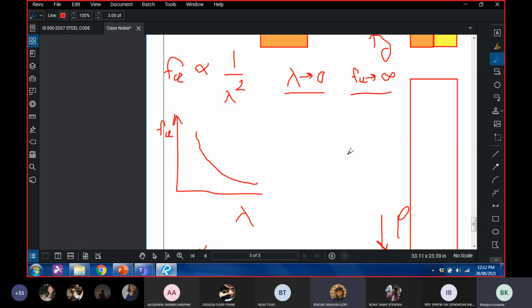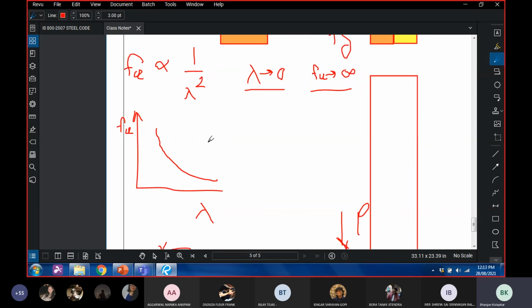So 1 upon 0 does not mean anything. Whenever we are talking about limits, we say that it tends to 0. A column of height 1 mm is 0 as compared to a column of height 3 meters. When we talk about limits, we always talk about tends to 0 or tends to infinity. So it is getting close to 0. It's not 0, because when it becomes 0, FCR would not make any sense.